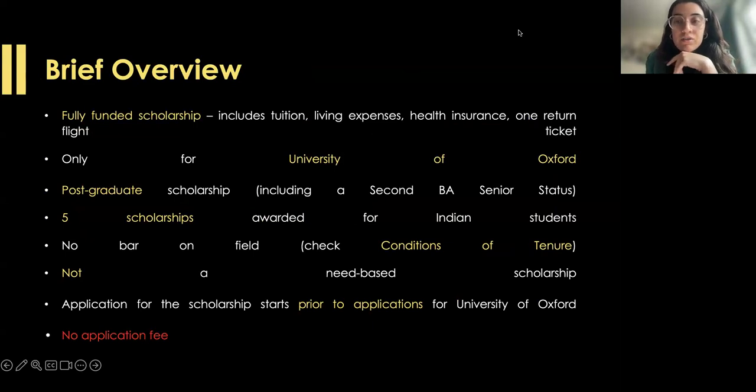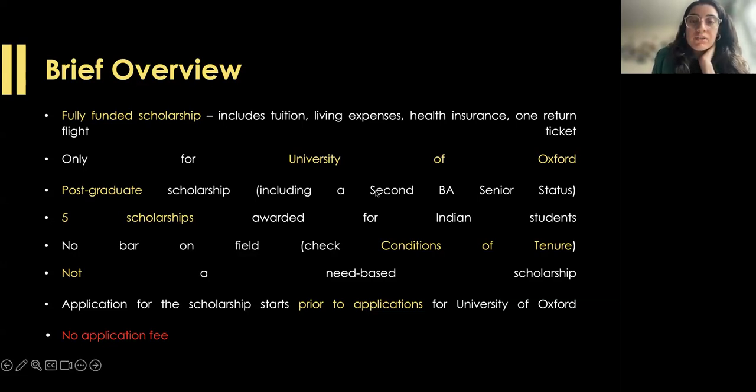It covers the health insurance you're required to pay and includes one return flight ticket to and from India to UK. It's only for University of Oxford, which means that if you get the scholarship, you can only apply to University of Oxford. It's a postgraduate scholarship, which means that you apply for this either while you're doing your bachelor's or after you've completed your bachelor's.